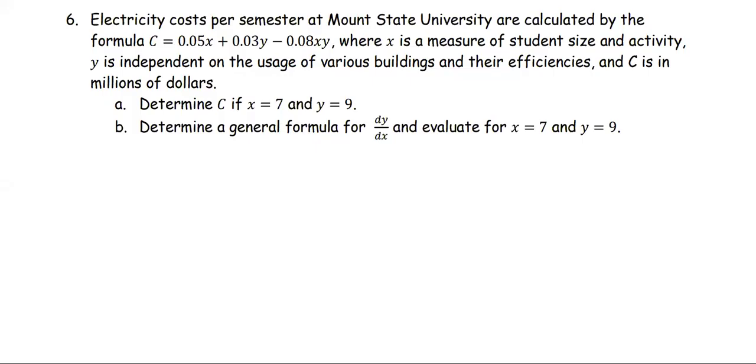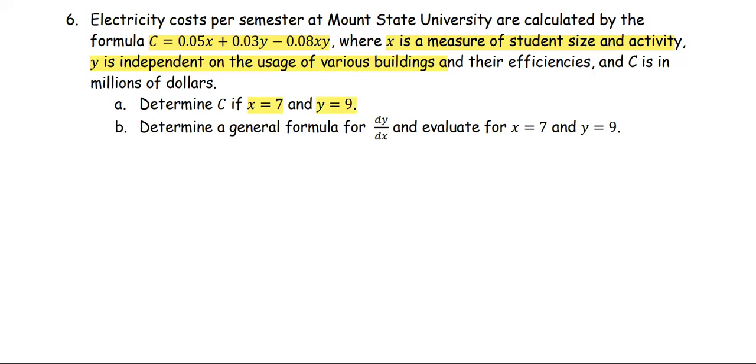In this example, electricity costs per semester at Mount State University are calculated by the formula C equals 0.05x plus 0.03y minus 0.08 times x times y, where x is a measure of student size and activity, y is dependent on the usage of various buildings and their efficiencies, and C is in millions of dollars. Determine C if x equals 7 and y equals 9.